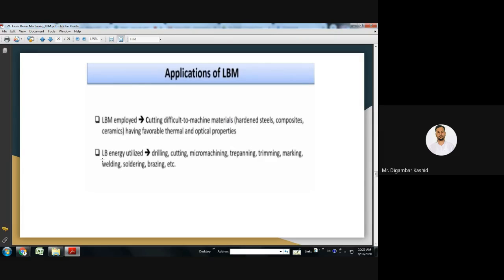Our laser beam energy is utilized for drilling, cutting, micro machining, tapering, trimming operations, then marking, welding, soldering, and also brazing operations. So all these operations can be done with the help of laser beam energy, for different applications. The main application of this laser beam machining is the drilling operation.